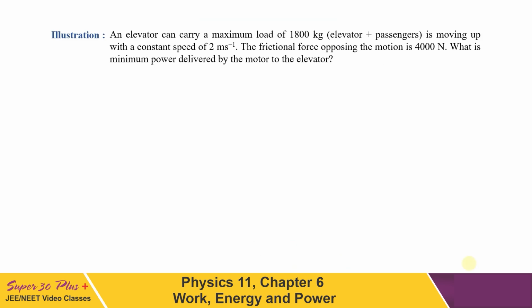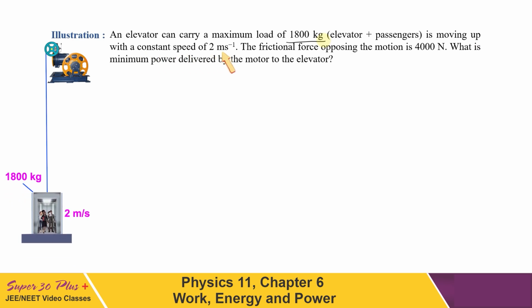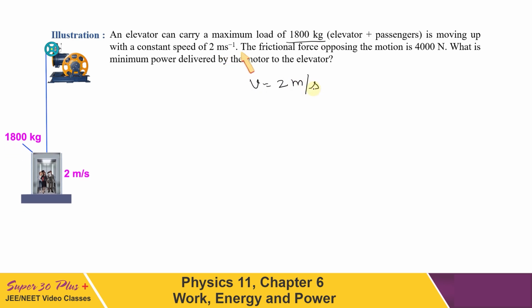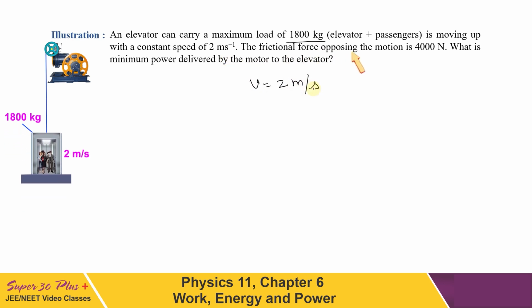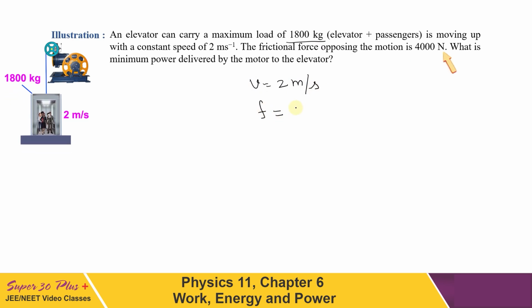Now here I have taken one example so that how power can be calculated is clear to you. An elevator can carry a maximum load of 1800 kg. This 1800 is the total load of the elevator plus the passengers. The elevator is moving up with a constant speed of 2 meter per second. V is given as 2 meter per second. And the frictional force opposing the motion is 4000 Newton. Here friction has a constant value of force, that is 4000 Newton.